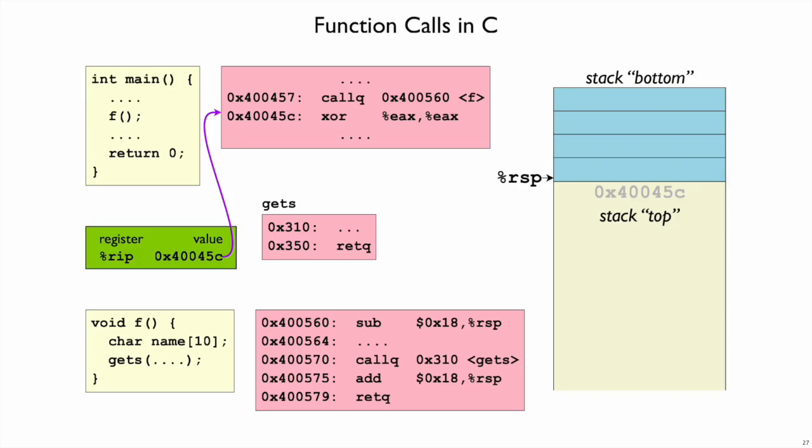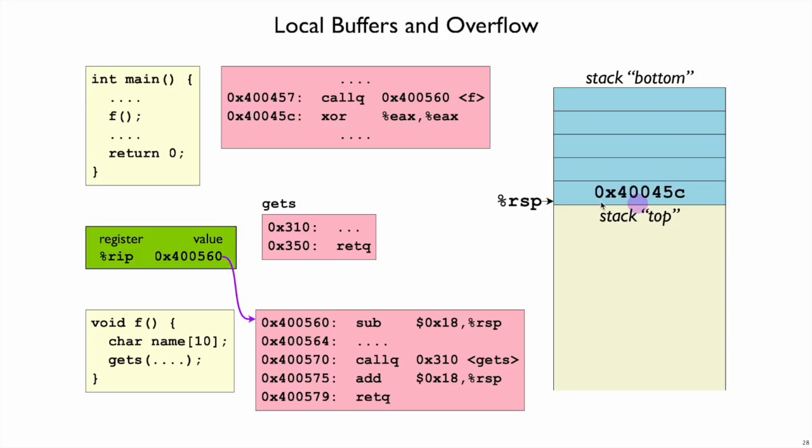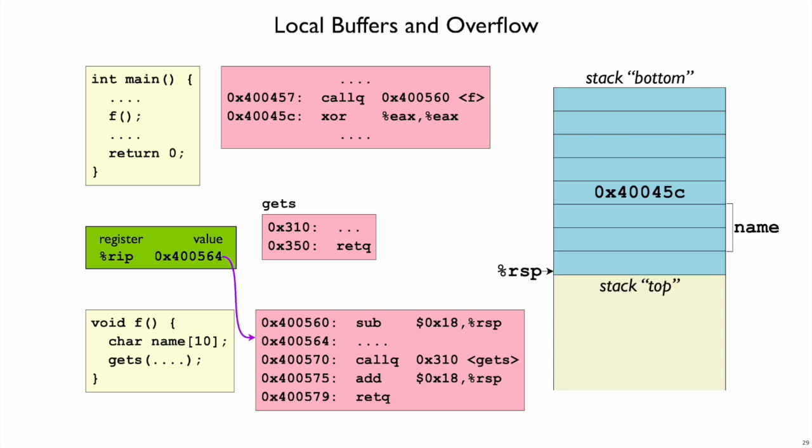With these ideas, we can now look at what goes wrong when we have a buffer overflow. So we're at the point where we're inside of f and moving towards calling getS, but first we make room on the stack, and that room is for local variables like name. So let's suppose that the name local variable is put here.